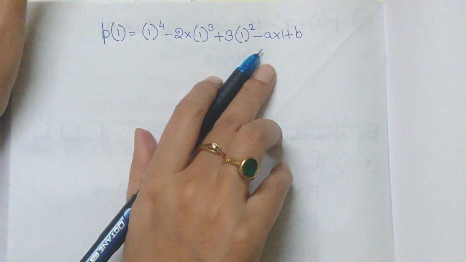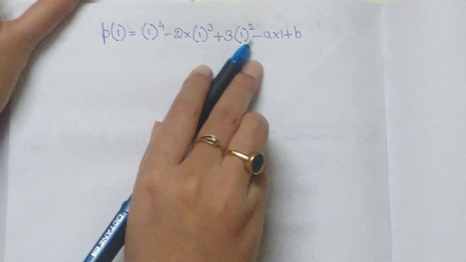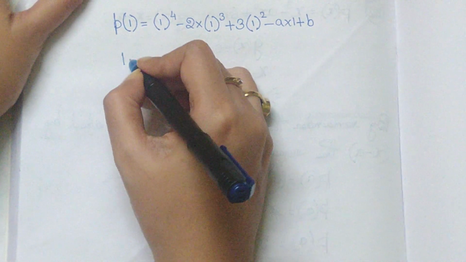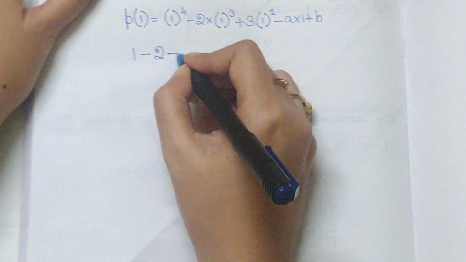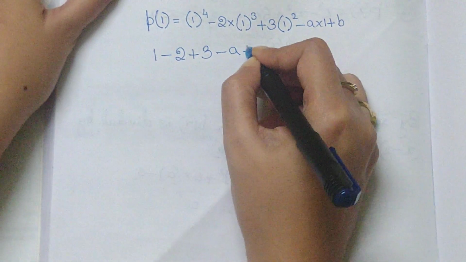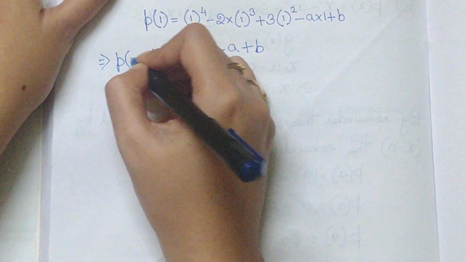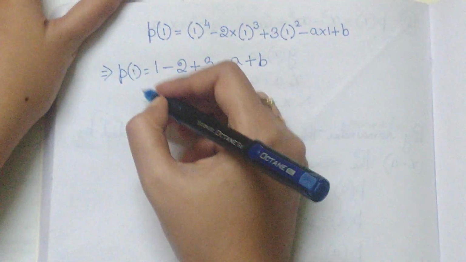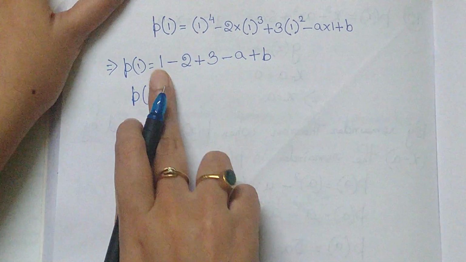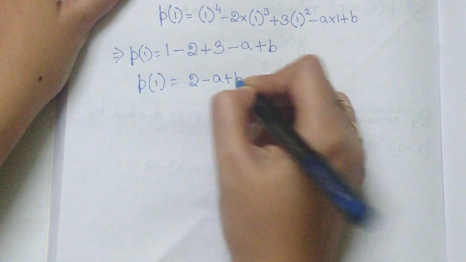So this is your P(1): 1 to the power 4 minus 2 into 1 cube plus 3 into 1 square minus a into 1 plus b. So this gives you 1 minus 2 plus 3 minus a plus b, which implies P(1) equals 3 plus 1 is 4, 4 minus 2 that is 2, minus a plus b.